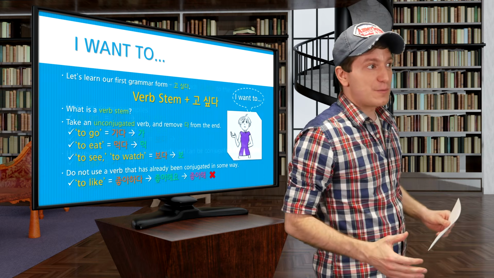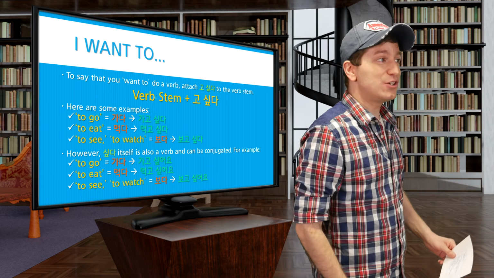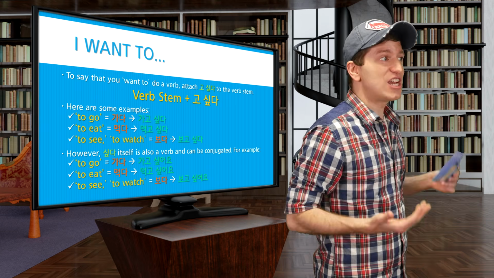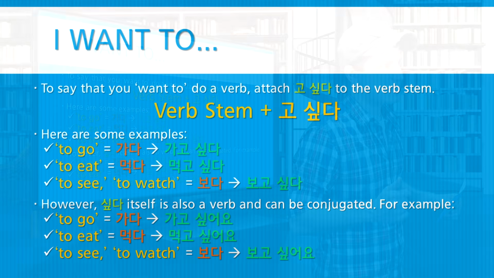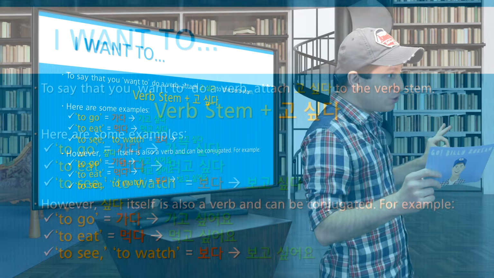So now let's look at that grammar form one more time. You take a verb stem, you attach 고, and then you'll take the verb 싶다 and conjugate that. So let's look at a few examples. To go, 가다, would become 가고 싶다, meaning to want to go. 먹다, to eat, would become 먹고 싶다, meaning to want to eat. And finally, 보다, meaning to see or to watch, would become 보고 싶다, meaning to want to see or to want to watch.